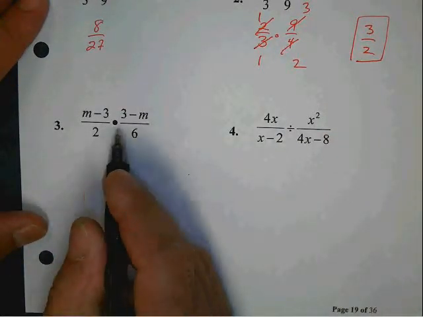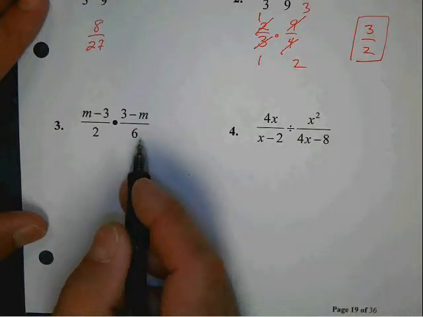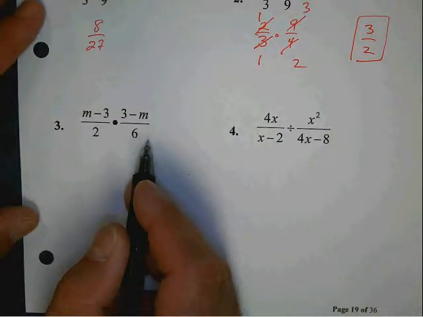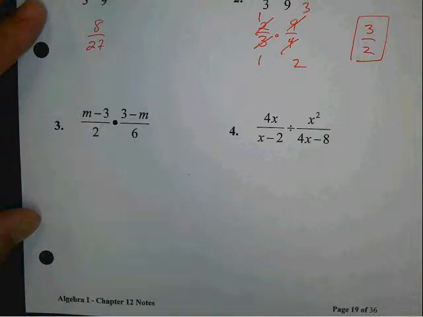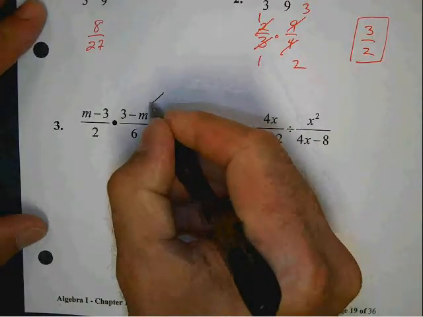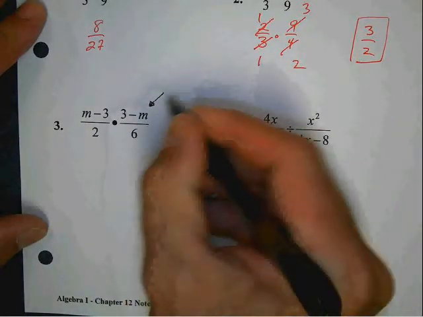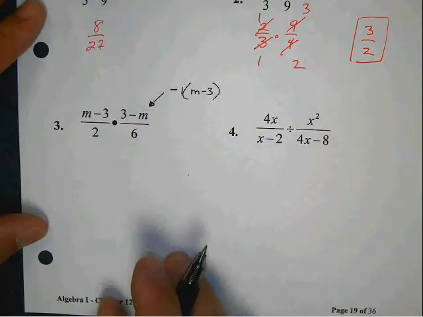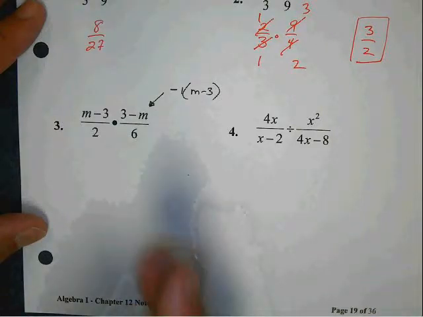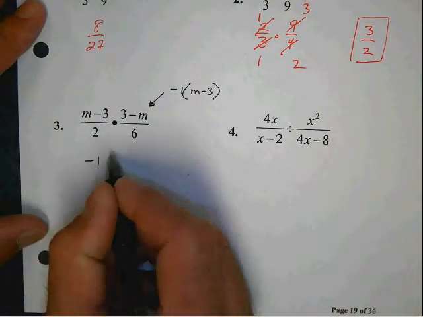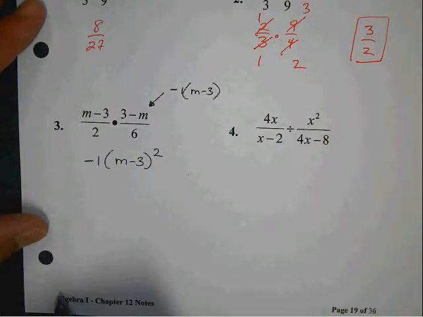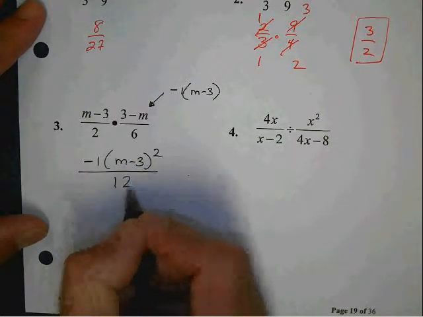M minus 3/2, 3 minus m over 6. Do I need to flip anything? No. Now, I need you to remember something, though. Do you remember that 3 minus m is the opposite of m minus 3? Do you remember that idea? So watch what the top becomes. -1 times m minus 3 squared over 12.